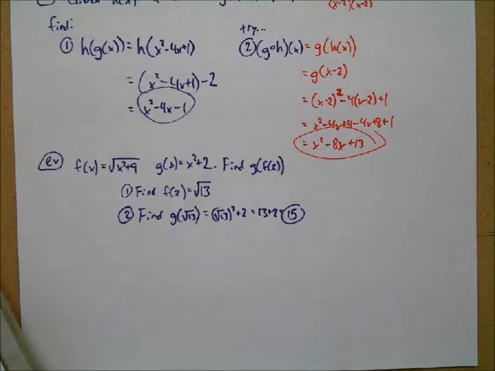Because we now have a way to simplify the original function first, we have that inner function f of 2, we can simplify it, and then plug it into g. You can choose to do it that way. Or again, like I said, you can find g of f of x, and then simplify that, and then plug in the 2 at the very end.